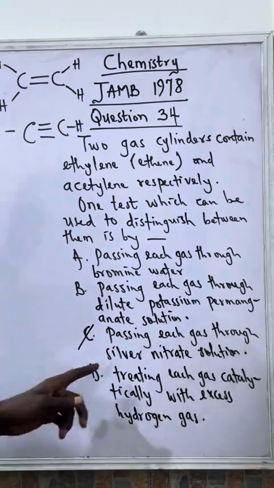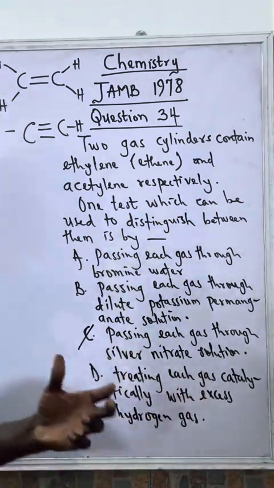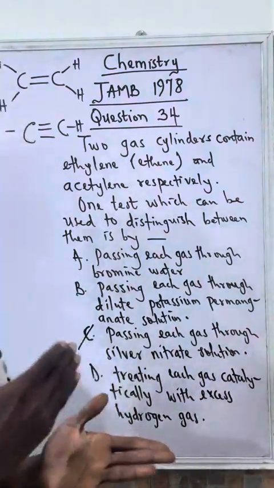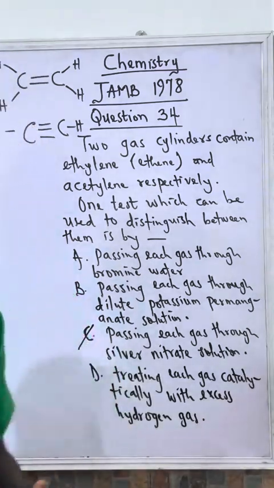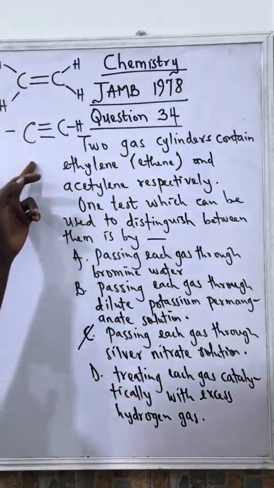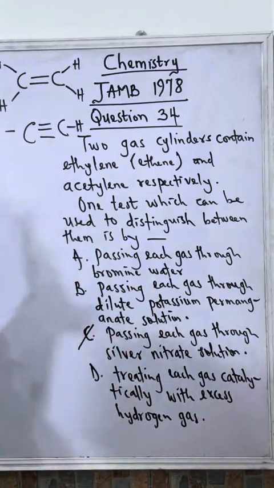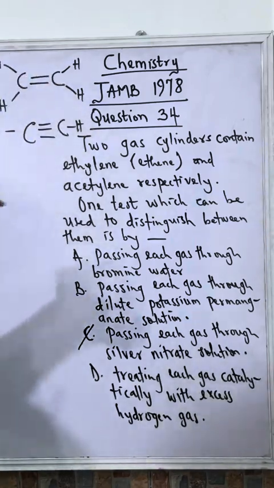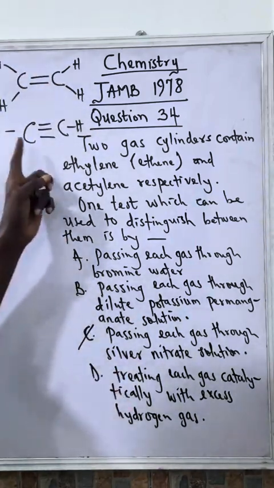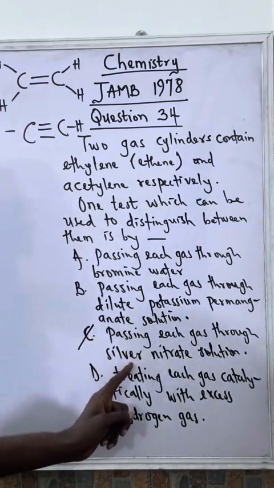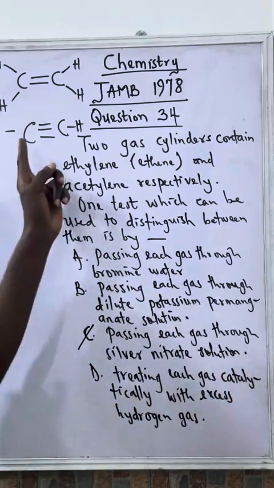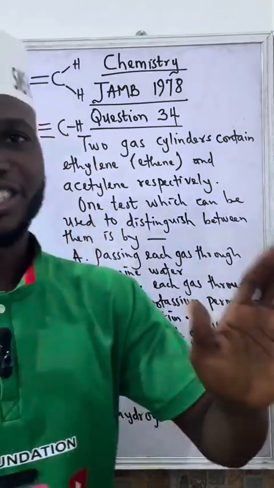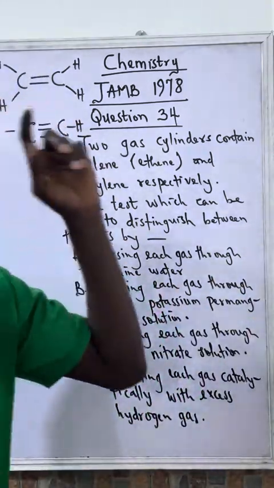We use silver nitrate solution, which is also known as ammoniacal silver nitrate solution, or Tollens' reagent. We always use it to test especially for the terminal alkyne. So we can use it to test for these two. If this gas is passed over ammoniacal silver nitrate solution, let's start with this. There is no observable change that will occur. No observation will take place.